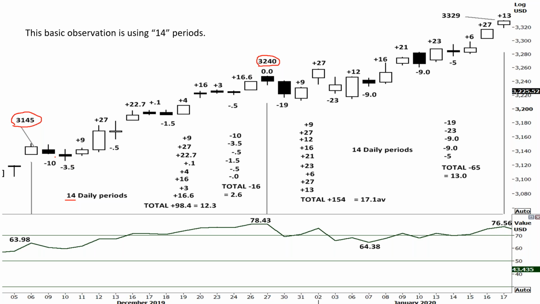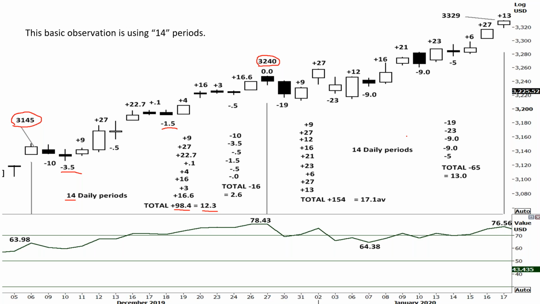If we look at how it got there, with the up days and the down days, and add up all the points gained from the previous period, we come up with 98 points gained. If we divide that by 14, we get our average of 12.3 points gained. If we look at the retracements, the down days where it actually lost points, and add up all of those, there were 16 points lost on the way, which is an average of 2.6. So the market has gone from 3145 to 3240. The RSI has gone from 63.98 to 78.43.